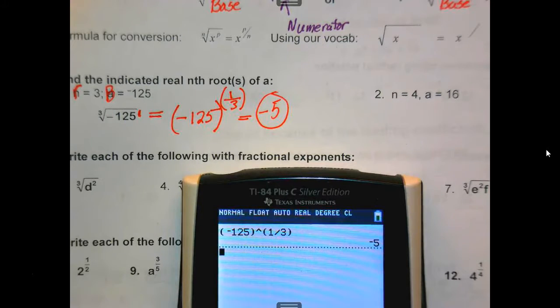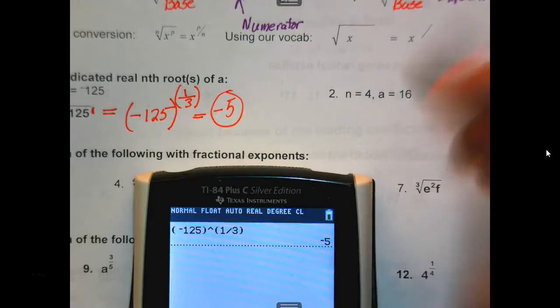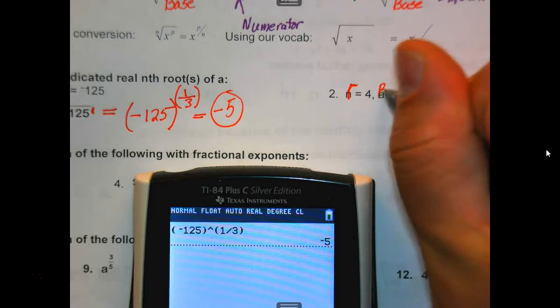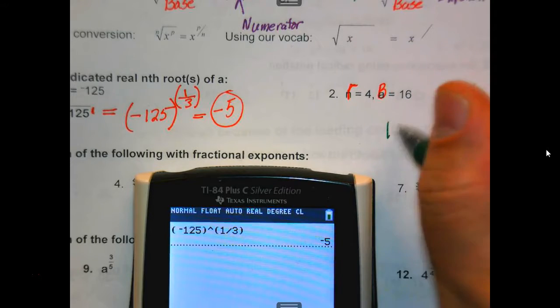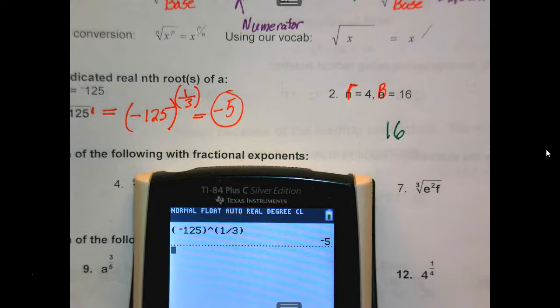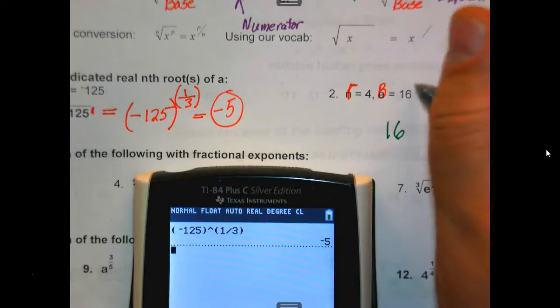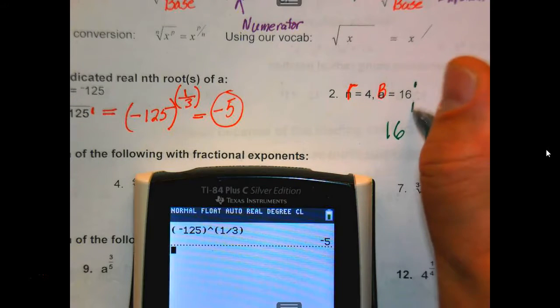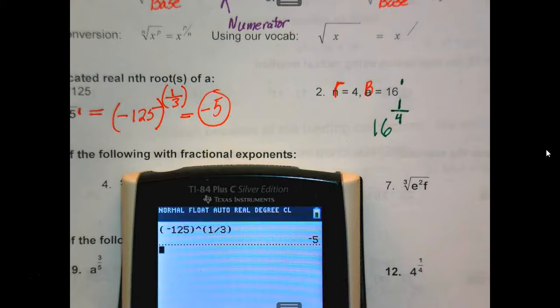There are a couple of situations where they just want you to change forms, like the next 2 rows, but for the most part, you're going to be solving or evaluating. Okay, number 2. Our root is 4. Our base is 16. What's the exponent on the 16? 1, right? So the exponent is our numerator. The root is the denominator, which is 1/4. If I put this in my calculator, I get 16 raised to the 1/4. Enter.